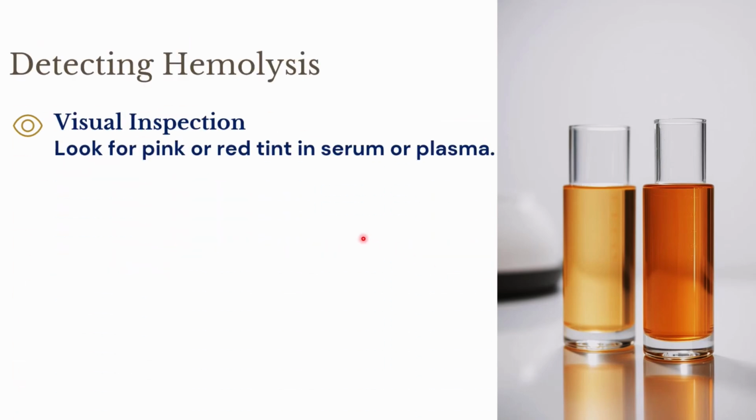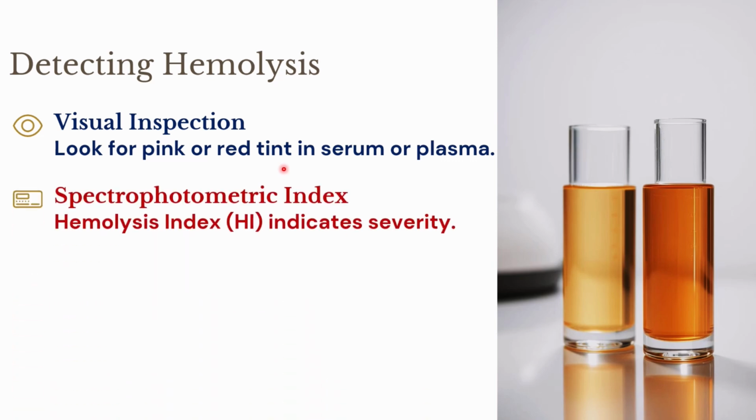Now coming to the detection of hemolysis. How can we detect this hemolysis? First, we can detect it by visual inspection. As I have earlier mentioned, if the sample is appearing pink or red in color, then we can assume that the sample is hemolyzed.